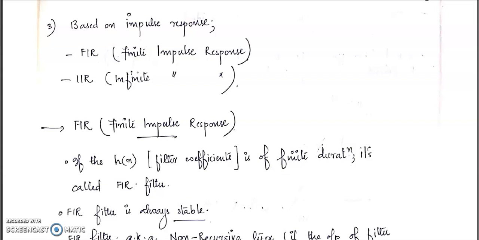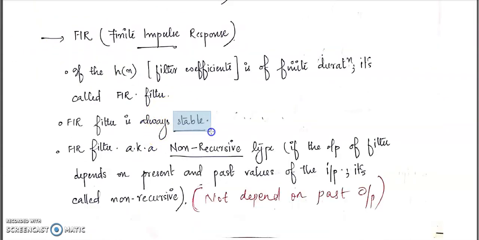Okay, what is an FIR filter? As the name indicates, FIR stands for finite impulse response filter. That means the number of filter coefficients must be a finite value. That means the filter duration is a finite quantity. That's why we call it a finite impulse response filter. And we can say that an FIR filter is always stable. It is a stable filter and it is non-recursive type. The FIR filter is also known as a non-recursive filter.